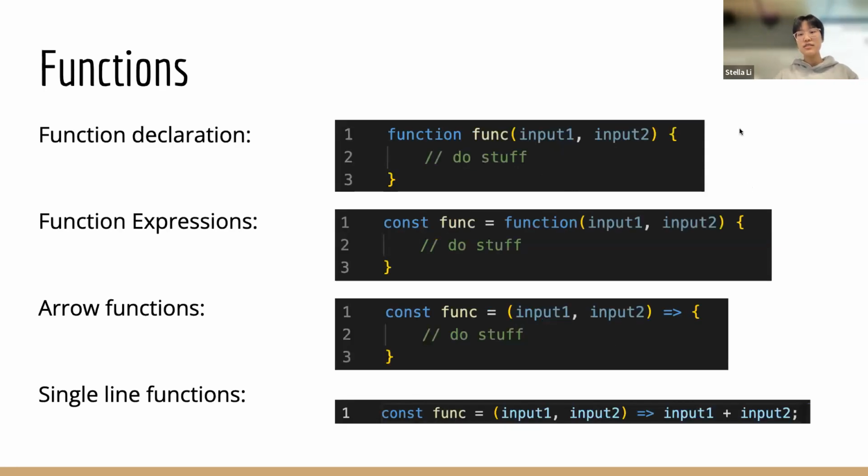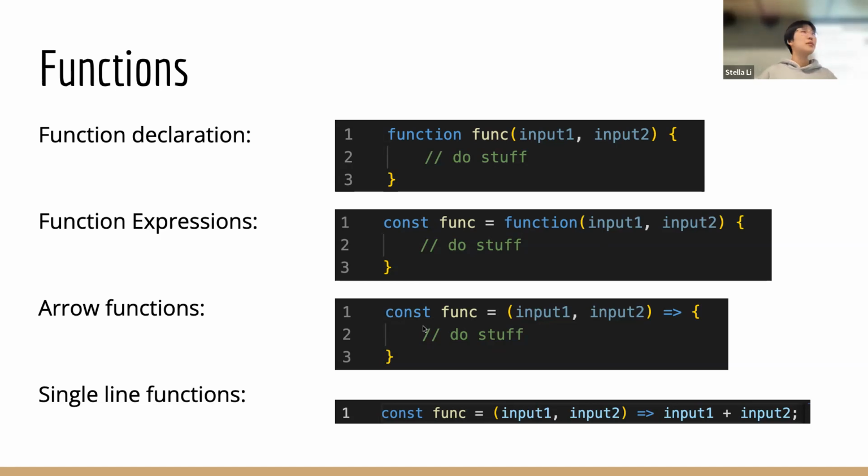And then functions. There's actually quite a few ways of dealing with functions in JavaScript. The top one is probably the most similar to other languages. We declare a function, the name, the inputs, and then you do things. You can also declare them as function expressions. So instead of declaring it as a function, you can see that we're declaring it as a constant, giving it this name, and then the function here.